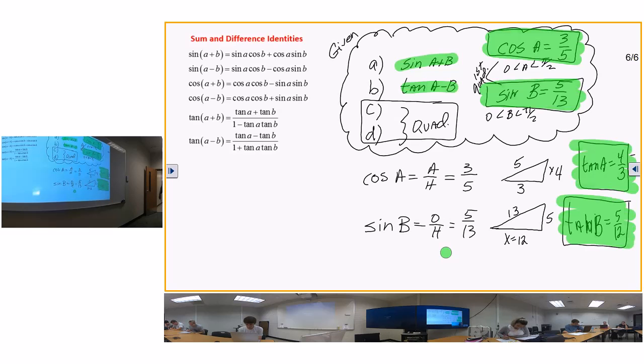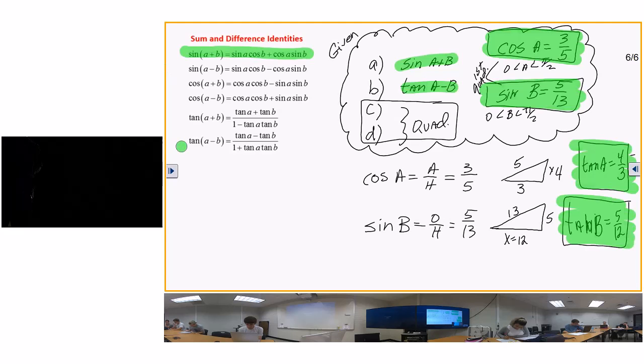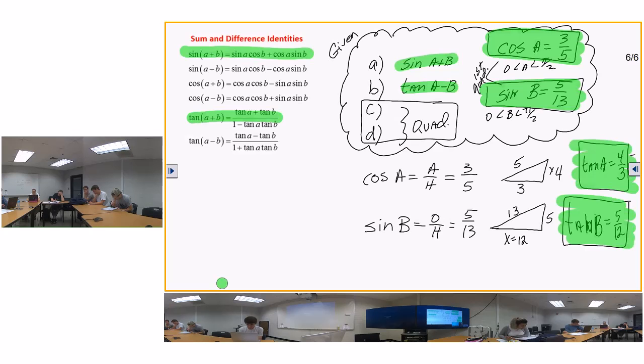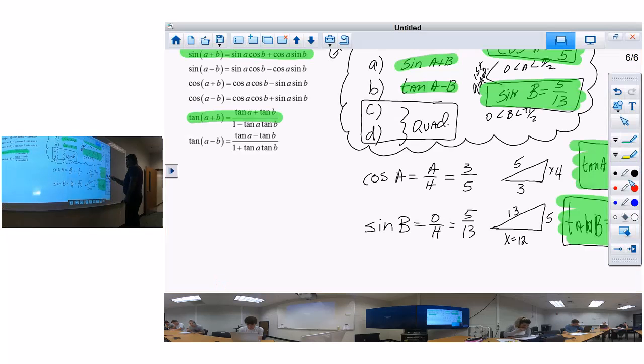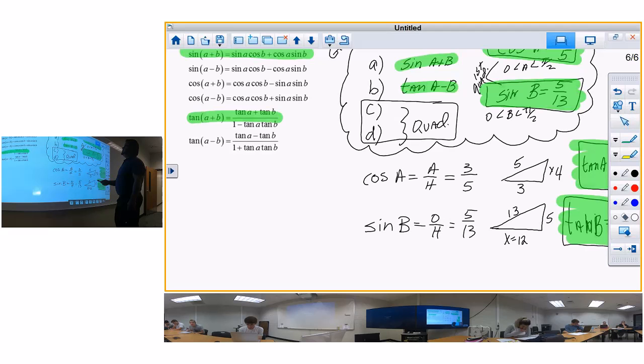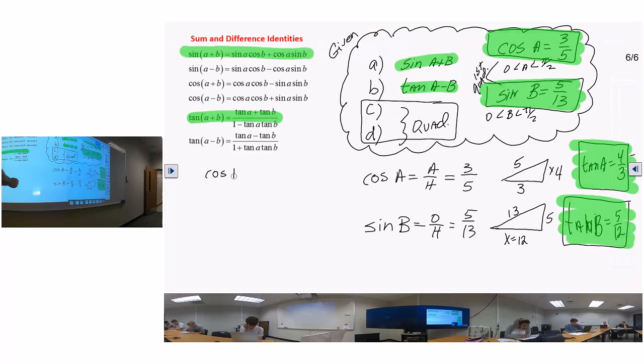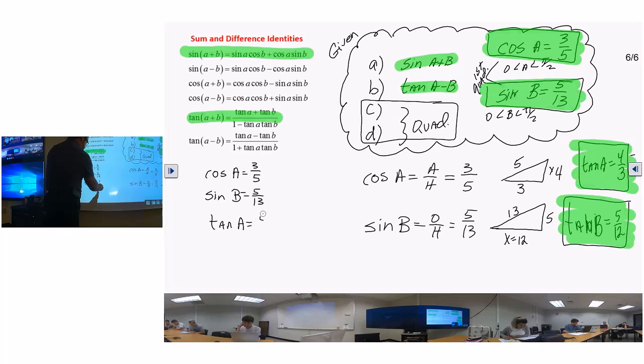You're going to be using this one, and you're going to be using this. And I'm going to take my handy dandy answers and just put them over here. Cosine of A is equal to 3/5. Sine of B is equal to 5/13. Tangent of A is equal to 4/3. And the tangent of B is equal to 5/12.